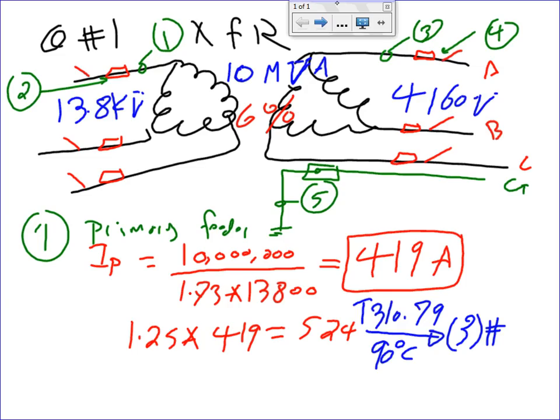Because I know that's a common mistake. Still 750. Still 750, okay. But you guys see it, because the voltage is 13.8, you're going to go to the right side of the table. The right side of the table. Everybody's with me? The right side of the table. It's still 750 kcm. So 750 kcm, 3 conductors, 750 kcm.